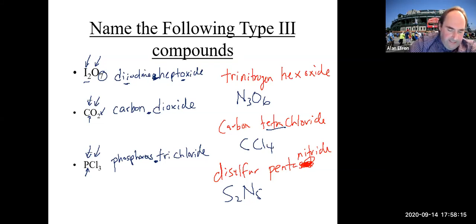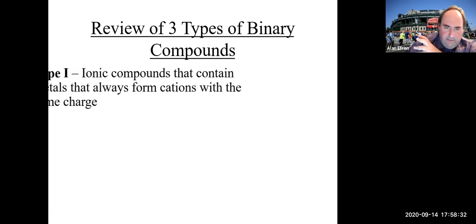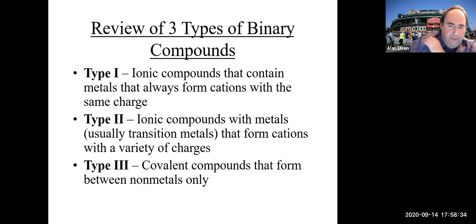Now, one thing that involves a nonmetal and a nonmetal, which is handled a little differently than type 3, is when we do have hydrogen involved. Here's a review of those. So for example, let's say we had HCl.